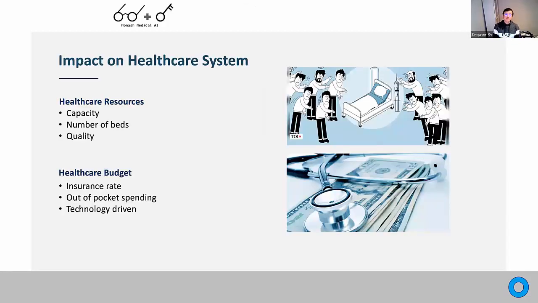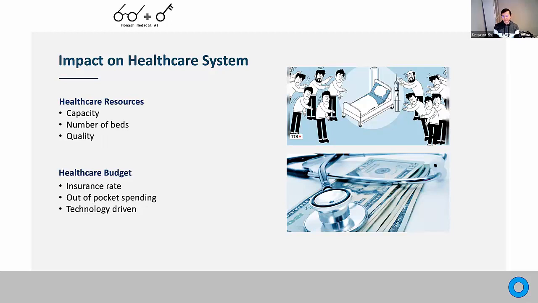So in terms of the impact on the healthcare system, I believe most of the people joining today are either working directly in the healthcare industry, or you are clinicians, doctors, or medical AI engineers, right? In the future, we definitely need more healthcare resources in terms of capacity, the number of beds, ICU beds, and also the quality of the medical service. But on the other hand, if you want those three numbers to keep climbing up, you can imagine that in terms of the healthcare budget, we also need to do lots of work, right?